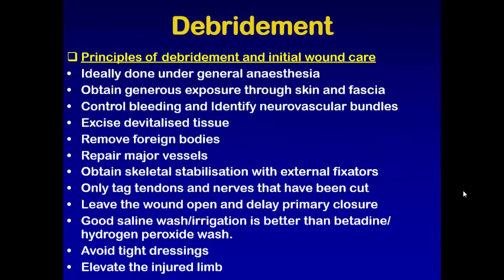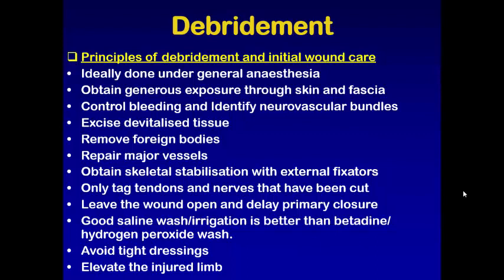What are the principles of debridement and initial wound care? Ideally, debridement should be done under general anesthesia, but we can do it under other types. Also, we should obtain generous exposure through skin and fascia. We can elongate the wound, lengthening the wound or making new wounds, to get full exposure of the injured area. Also, we have to control the bleeding and identify neurovascular bundles.